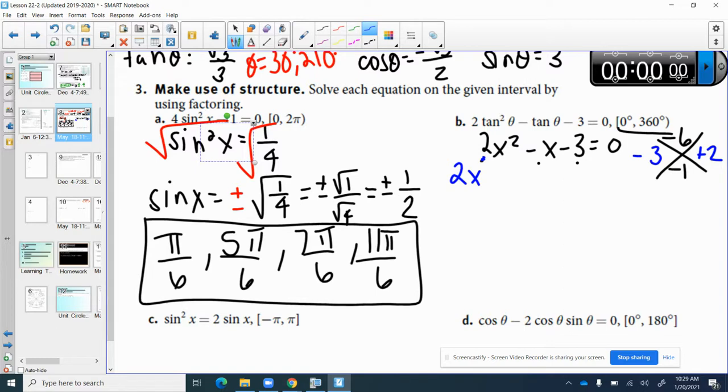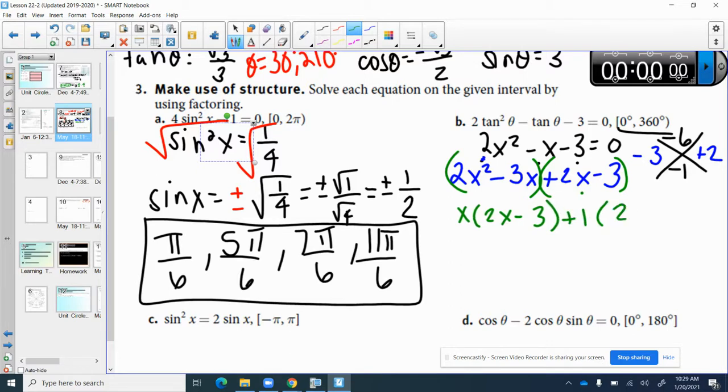value that is bigger than 1, we would have 2x squared minus 3x plus 2x minus 3, and we would factor this with grouping. So we would be able to take out an x, and we're left with 2x minus 3. Here we have nothing in common, so it's just a 1. 2x minus 3 is one of our factors, and then the x plus 1, the two pieces we pulled out, would be our other factor.